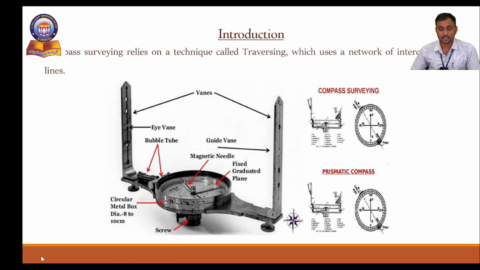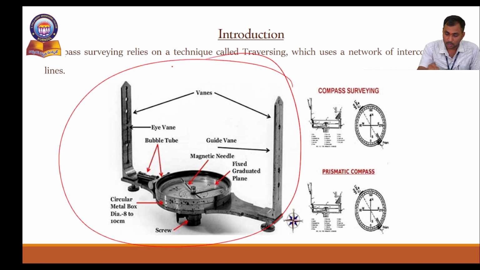Let me introduce the compass. For the people who are observing, this is the equipment which is used in surveying, that is the compass. Compass surveying relies on a technique called traversing, which uses a network of interconnected lines. The theoretical part of surveying and of the compass will be discussed by my co-faculty member, Sri G. Nagesh Kumar, senior assistant professor in the civil engineering department. Today I am going to discuss only the problem part.